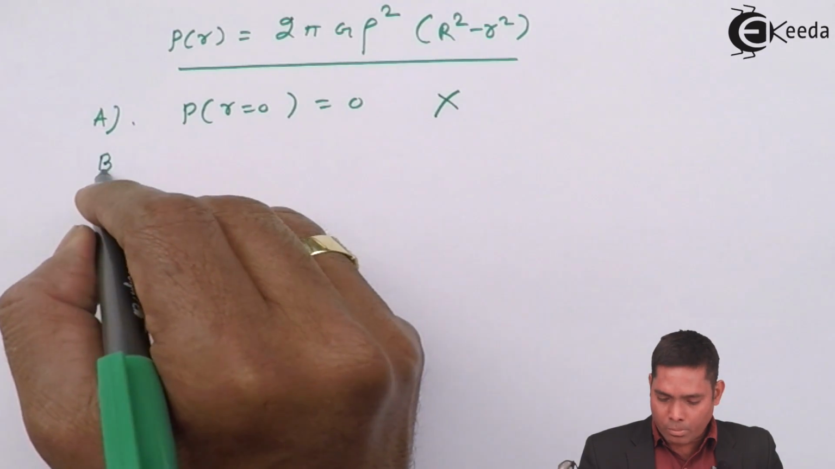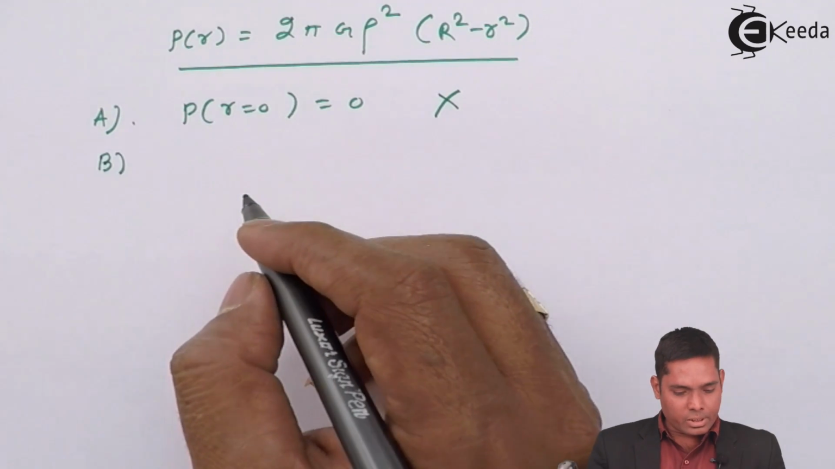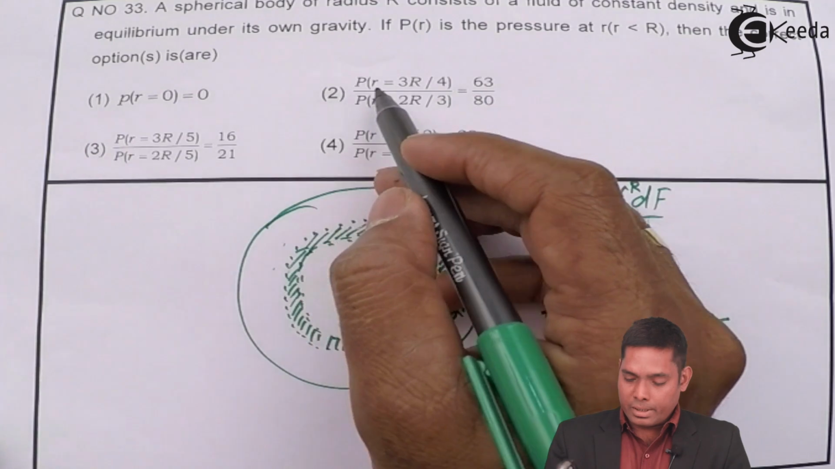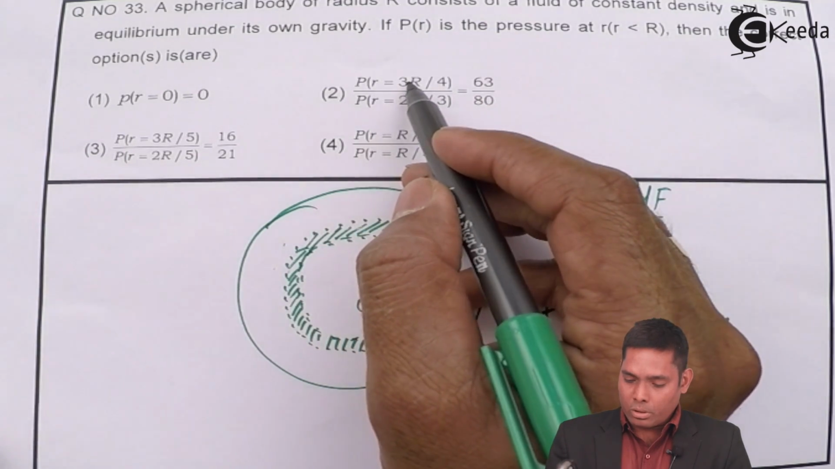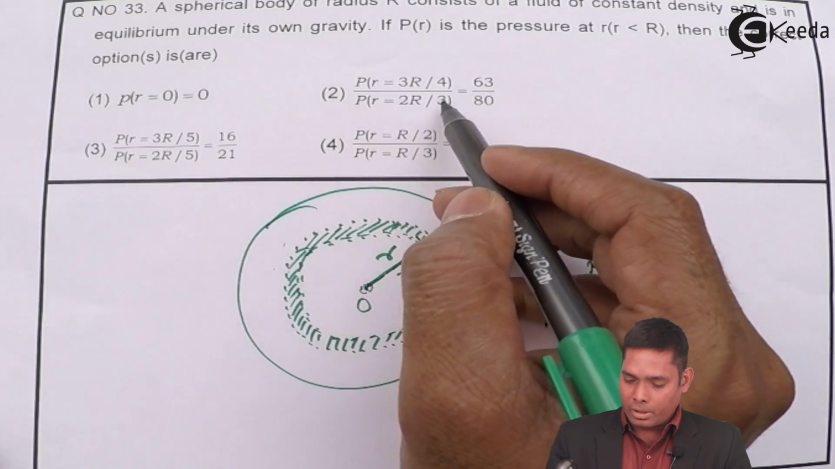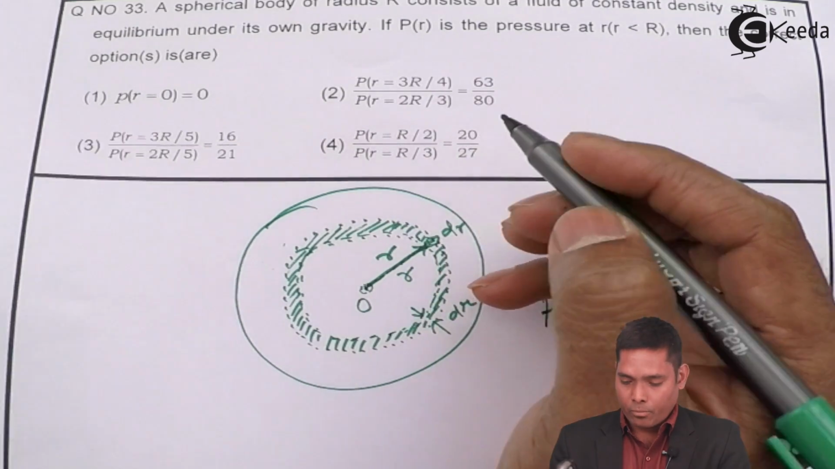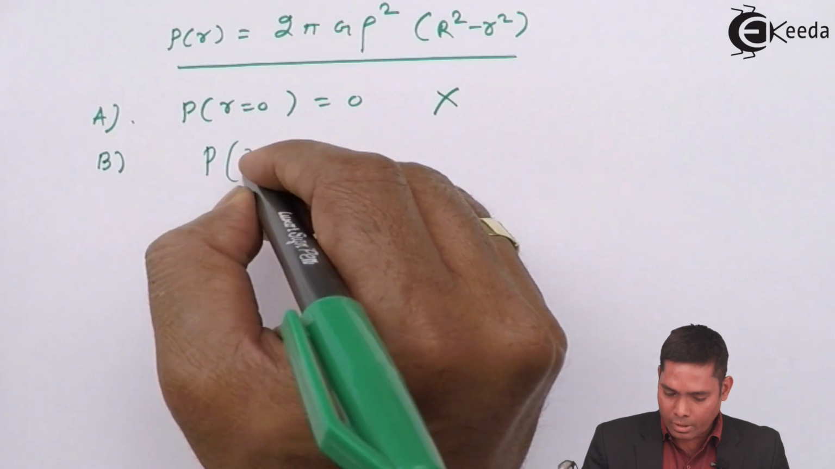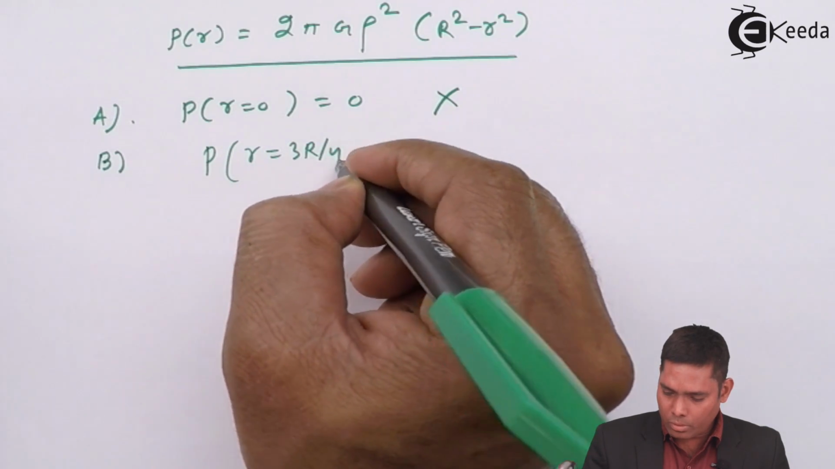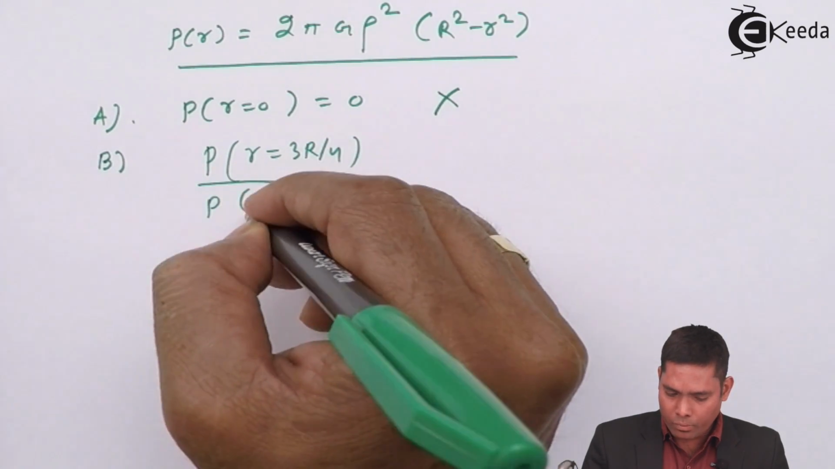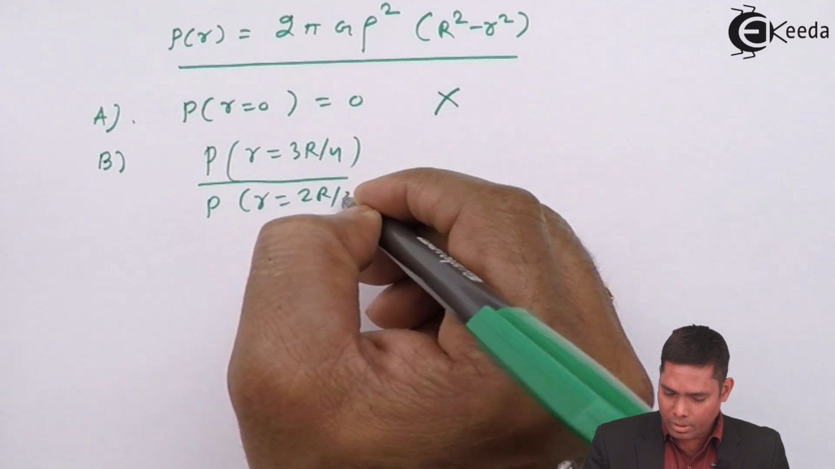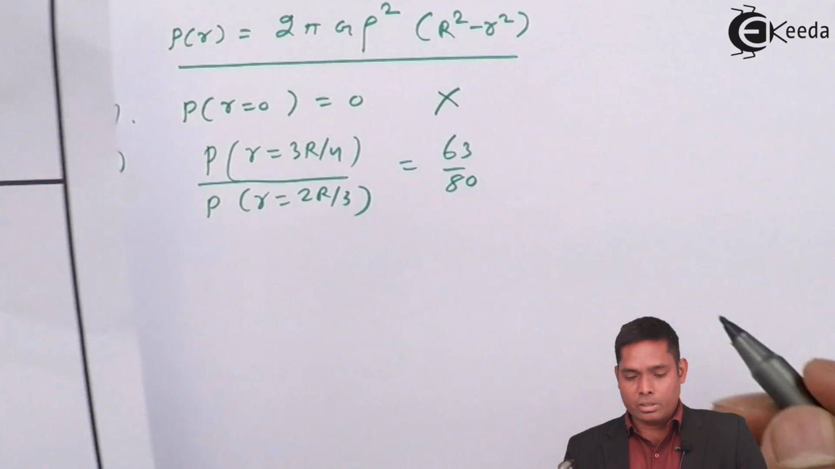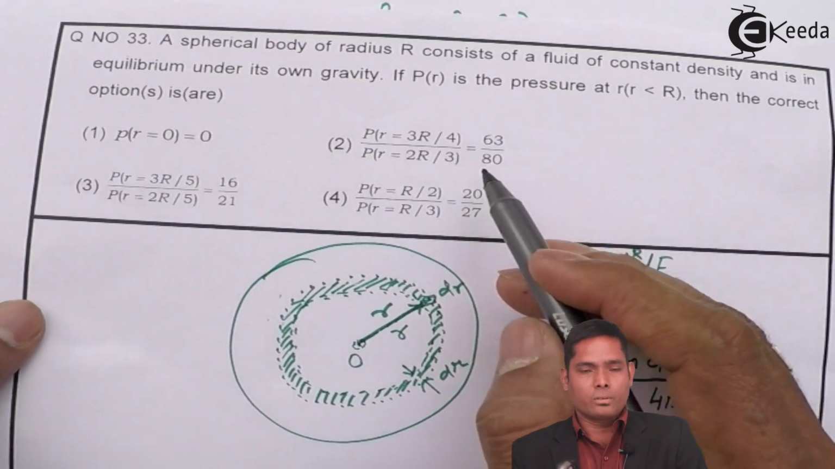Second option, or option number 2. It says that for r you put 3R by 4 and for r you put 2R by 3, then divide it and see what you are getting. So the question is P of 3R by 4 divided by P of 2R by 3, which is said to be 63 upon 80. You have to check whether it is 63 upon 80 or not.